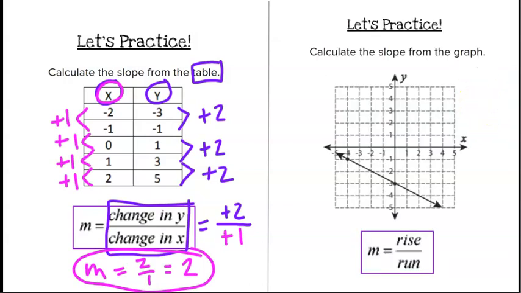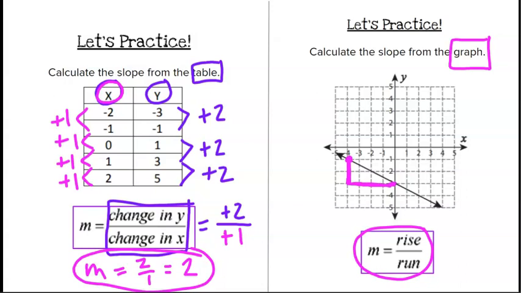Next, we are going to calculate the slope from a graph. So in this case, we're still using change in y over change in x. However, with a graph, we usually just call it the rise over run. So with a graph, we are going to calculate our rise over run by drawing a little triangle between the 2 points. So here's point number 1, and here's point number 2. So we connect those 2 points with a vertical line and with a horizontal line. And then we calculate our rise over our run.